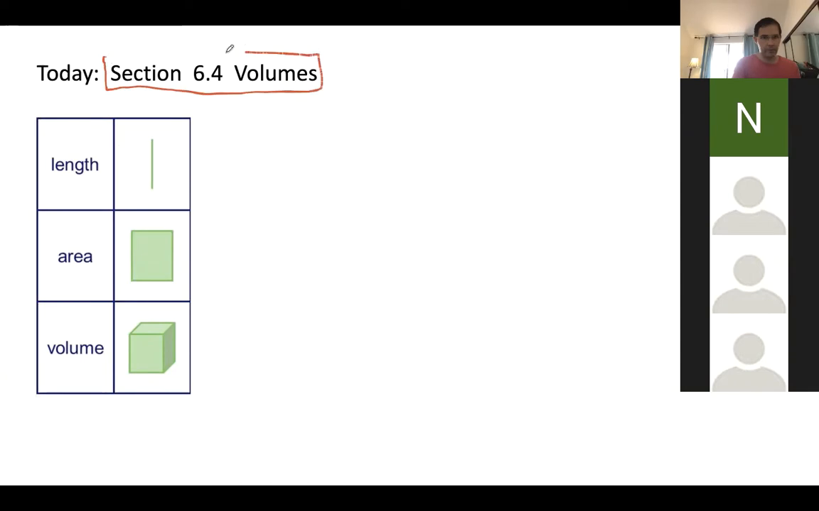So here's the plan for today. The plan for today is to do section 6.4, and this section is about volume. So, a one-second introduction. What is volume in the first place? It's a measure for three-dimensional objects or shapes, for example, an apple.